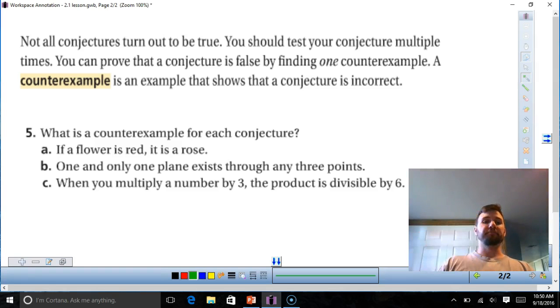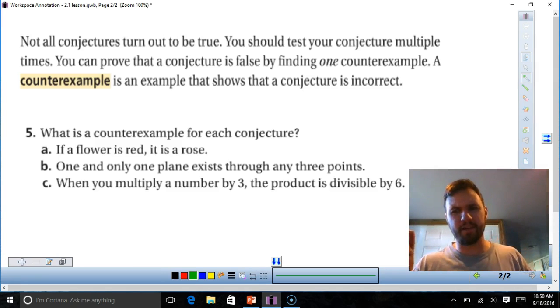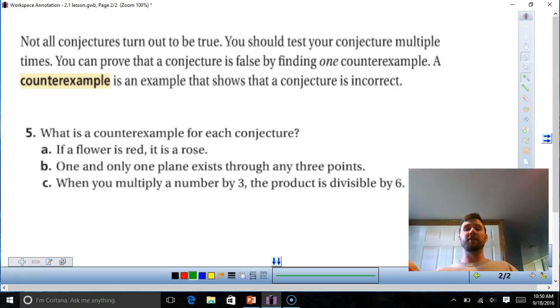Number 5, A. If a flower is red, then it is a rose. What's a red flower that's not a rose? Where's my wife at? Do you guys know what snapdragons are? Snapdragons are a red flower that are not a rose. That's a counterexample. Okay.